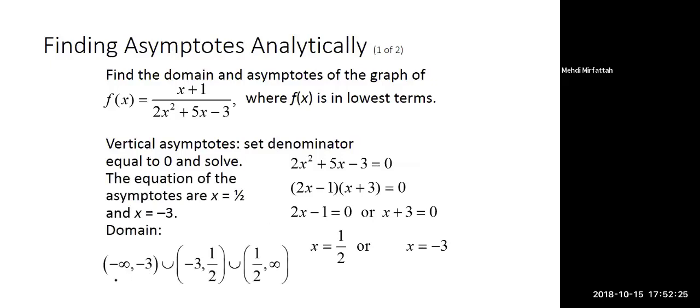Since I know my asymptotes, I can know my domain: from -infinity to -3. It's not going to touch -3, and then from -3 to 1/2, the graph is not going to touch 1/2. And then from 1/2 to infinity.